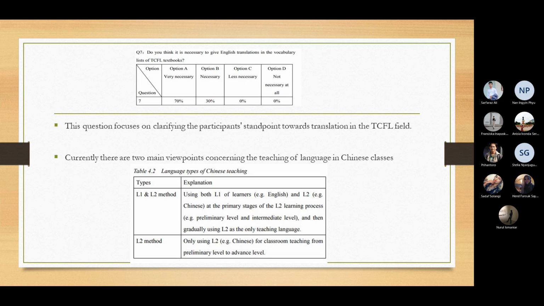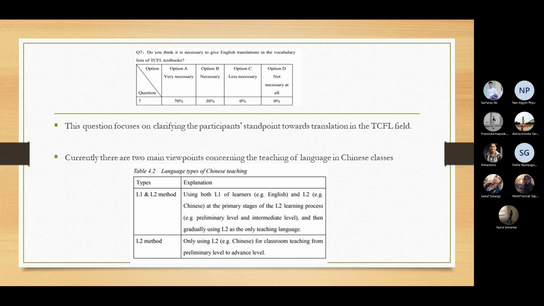The seventh question included in this questionnaire survey was: do you think it is necessary to give English translations in the vocabulary lists of the TCFL textbooks? So this was also related to the TCFL textbooks. This question basically focused on clarifying the participants' standpoints towards translation in the TCFL field.